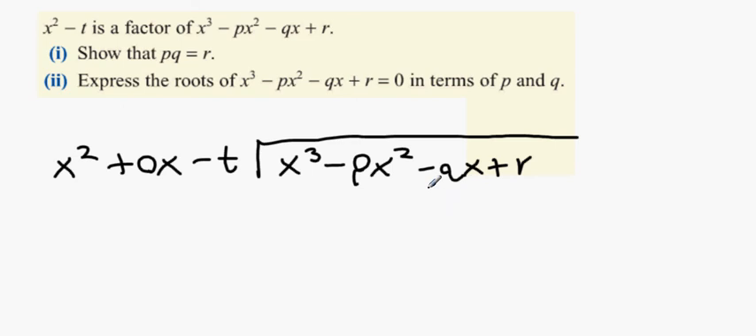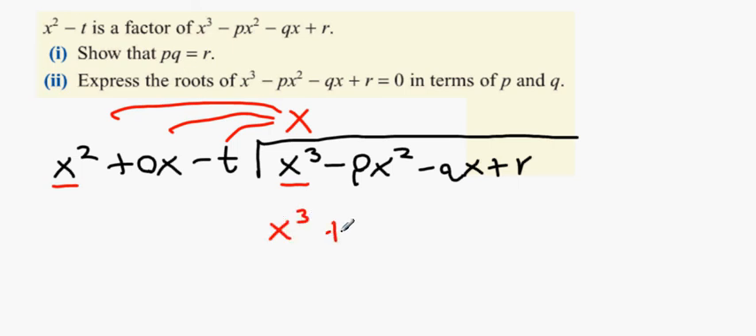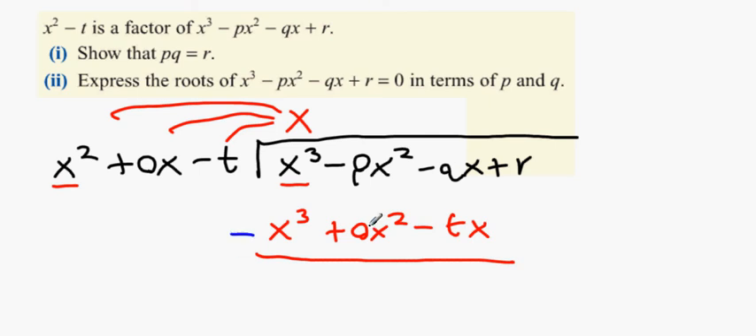Okay. Next thing we're going to start dividing in. So x cubed divided by x is going to give you x. Going to multiply that x over here. And when we multiply by those 3 numbers, we're going to get x cubed plus 0x squared minus tx. Come in, change the signs. We're going to get minus, minus, and plus.